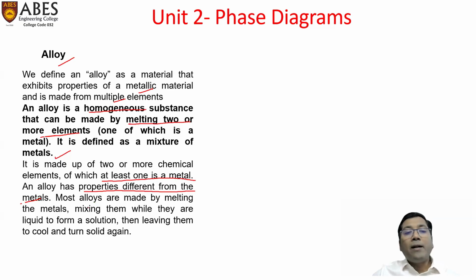Most alloys are made by melting the metals, mixing them while they are liquid to form a solution, then leaving them to cool and turn solid again.